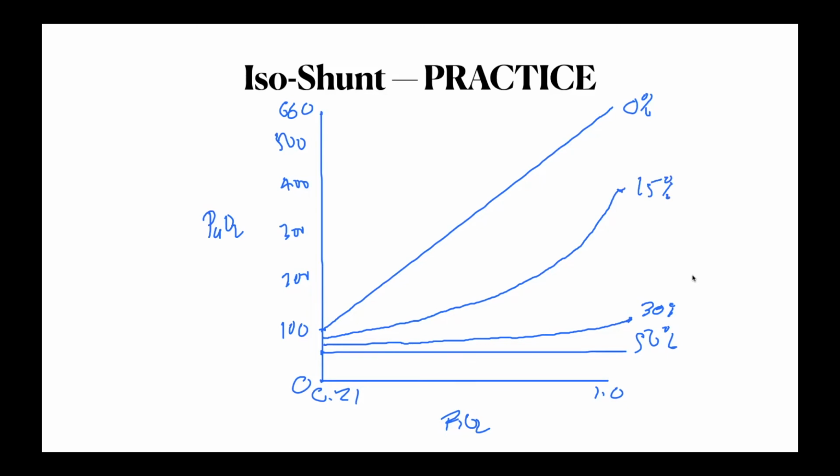And then after that, it's up to you. You can add the other ones in if you want. You can add the 10, 5s, and 20 and 25%. But those would be the main ones that you draw.